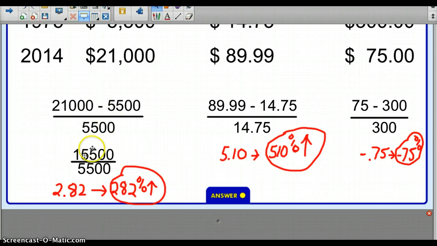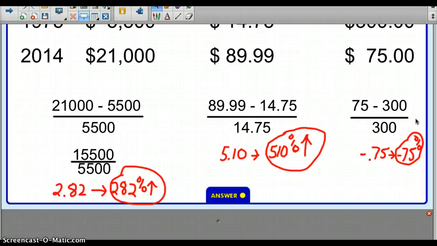But when we solve all these, in the first case, we would end up with 2.82, and again we want to express it as a percent of change. So we want to change this decimal to a percent, so we'd multiply by 100 or move it 2 places over to the right. So this would be a 282% increase for the car. In the second one, when we're looking at the running shoes, that's actually a 510% increase. And now when we're looking at the camera, that's actually a 75% decrease.